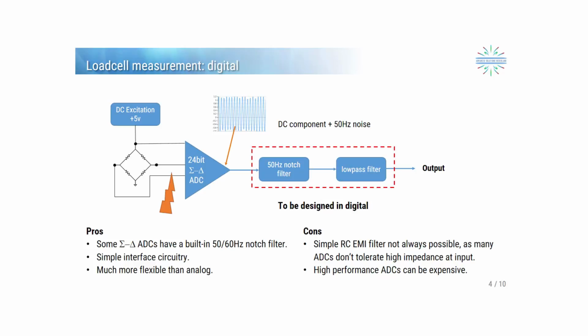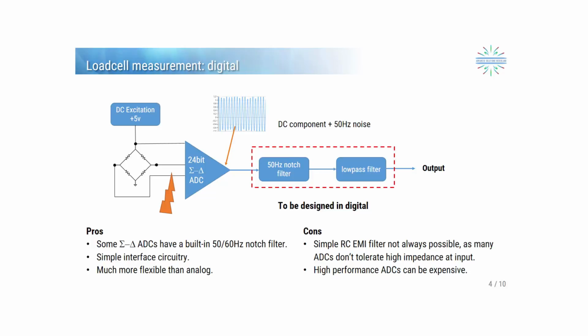So let's see if digital's any better. Replacing the instrumentation amplifier with a 24-bit Sigma Delta ADC, we simplify the circuitry. Although many ADCs don't tolerate high impedance of their inputs, which can be problematic for good RFI filter design.